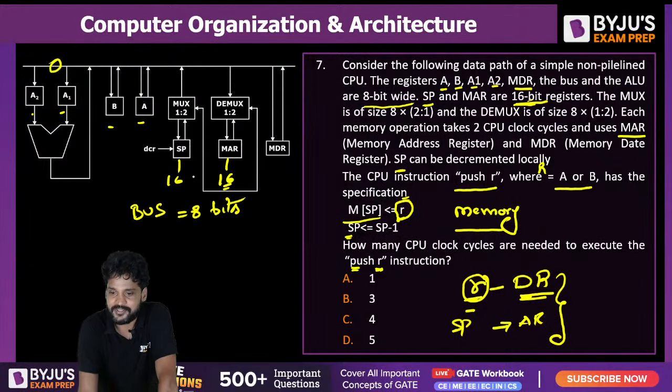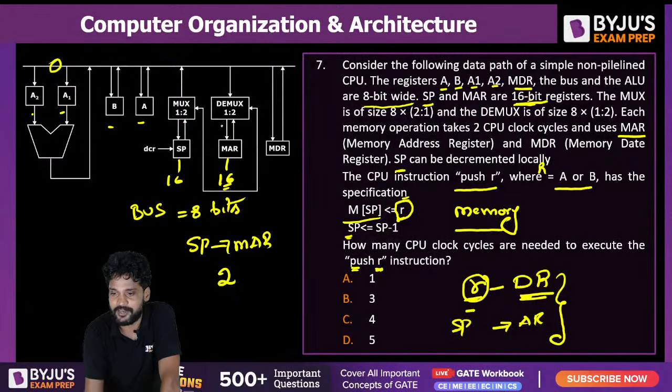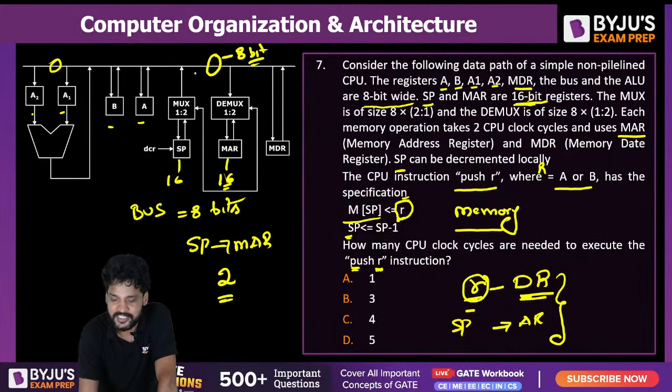Let us say SP needs to be transferred to MAR. In order to transfer SP to MAR, I require 2 clock cycles. Simple, because the bus system is of 8 bits, right? At a time, I can only transfer 8 bits. So if you want to make 2 transfers, I require 2 clock cycles. In the first clock cycle 8 bits will get transferred. In the second clock cycle 8 more bits will get transferred. So SP to MAR will require 2 clock cycles.